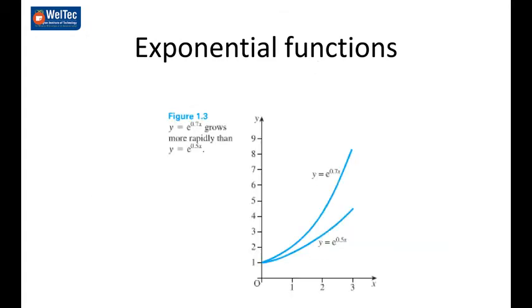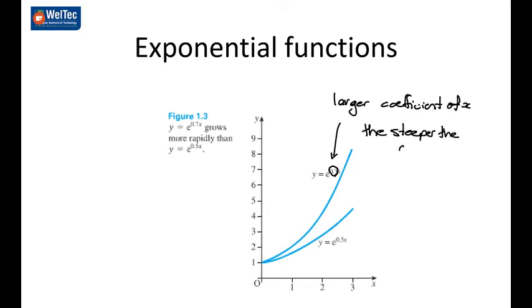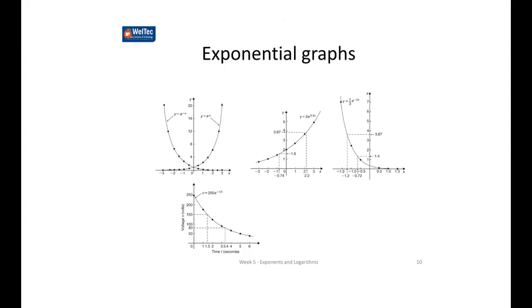We can graph exponential functions, but what we find is the larger this number here is, so the larger the coefficient of x, the steeper the curve. And the steeper the curve, that means the faster that y is growing. Have a look at this first one, y equals e to the x. What it's saying is as x is getting bigger and bigger, e to the x is also getting bigger.